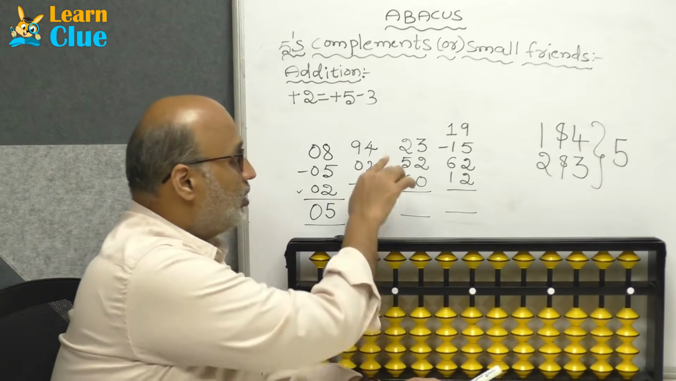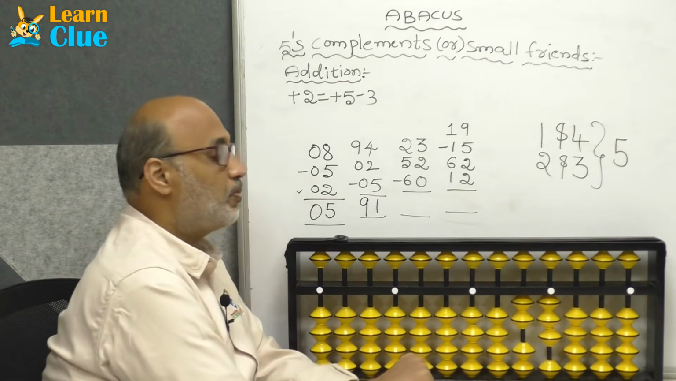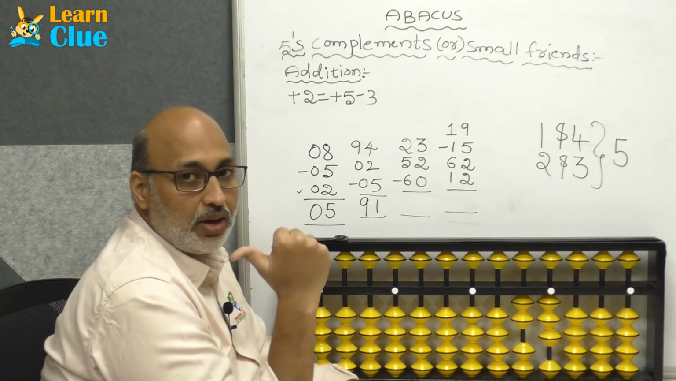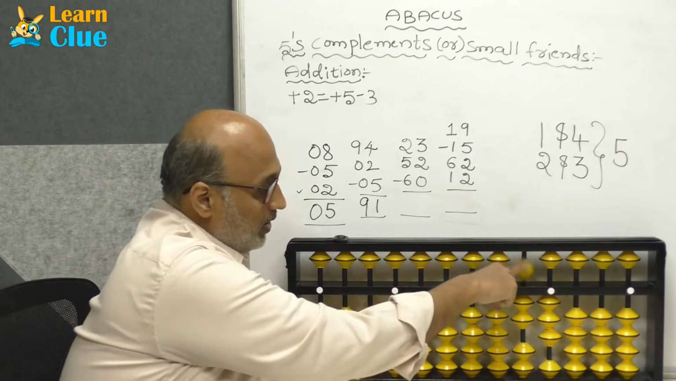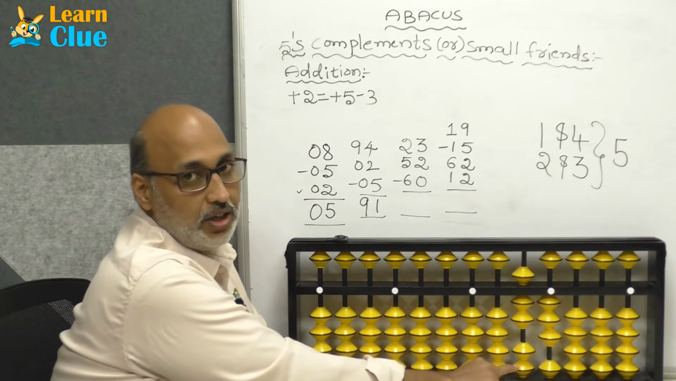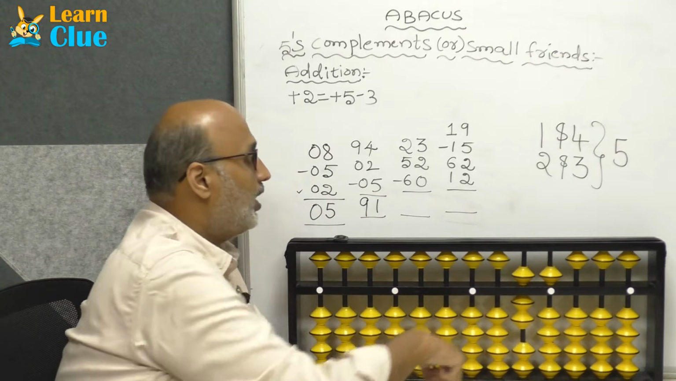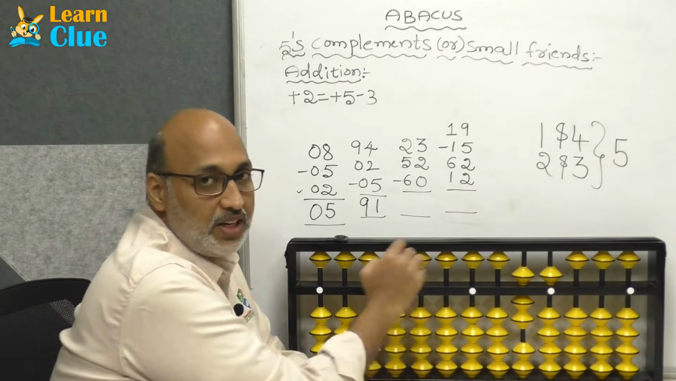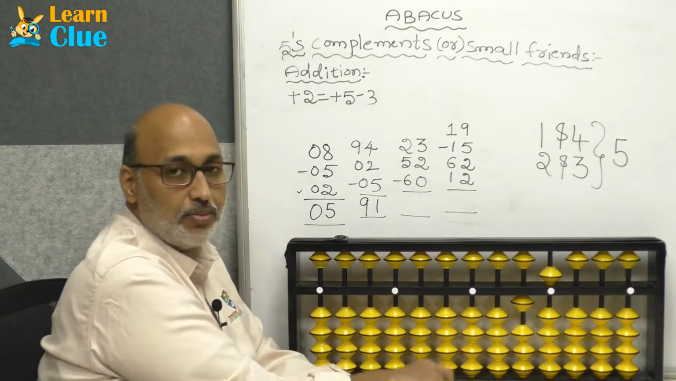Clear the abacus. 23. Take 20 in the tens place, 3 in the ones place. Always while adding earth beads, use your thumb finger. And 52. 50 in the tens place, 2 in the ones place, where the 2 beads are not available. So we are facing a problem in addition of 2. Who is the friend of 2? 3. So plus 5 minus 3. Now they are asking minus 60. Do we have enough beads here to do minus 60? Yes. Minus 50, minus 10, minus 60.